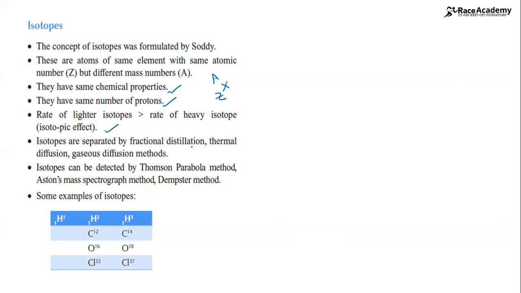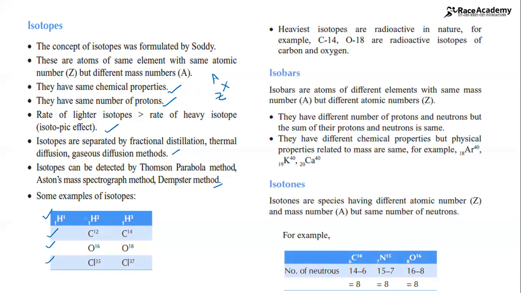Isotopes are separated by fractional distillation, thermal diffusion and gaseous diffusion methods, and they can be detected by the Thomson parabola method, Aston's mass spectrograph method or the Dempster method. The names of the methods can also be asked in the exam. For example, isotopes of hydrogen are 1H1, 1H2, 1H3. Carbon: carbon 12, carbon 14; oxygen 16 and 18; chlorine 35 and 37. The heaviest isotopes are radioactive in nature. For example, carbon 14 and oxygen 18 are radioactive isotopes of carbon and oxygen respectively.